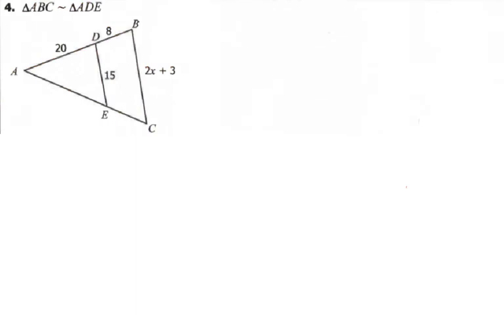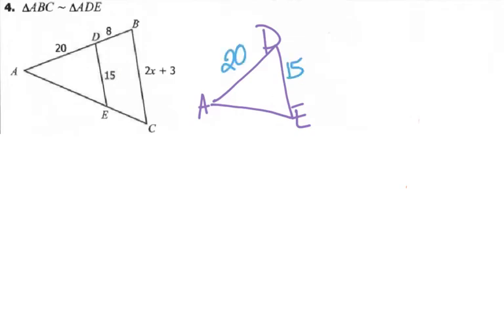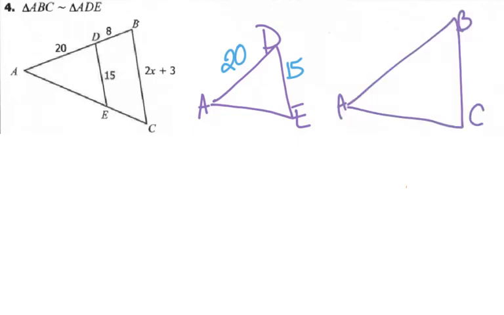All right, for example 4, what I'm going to do in a situation like this is separate the triangles apart so I can see which sides correspond. I'll draw a triangle ADE and label the appropriate measures on the triangle. And then I'll draw a triangle ABC right next to it. Now, side BC measures 2x plus 3. We have to find side AB. In order to do that, we have to add 20 and 8, so we get 28.